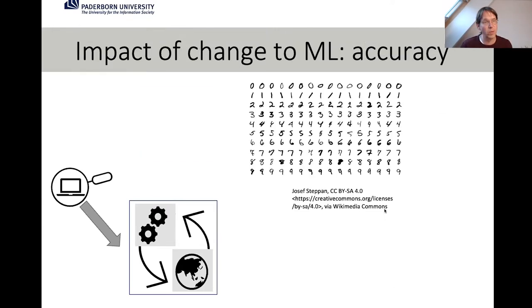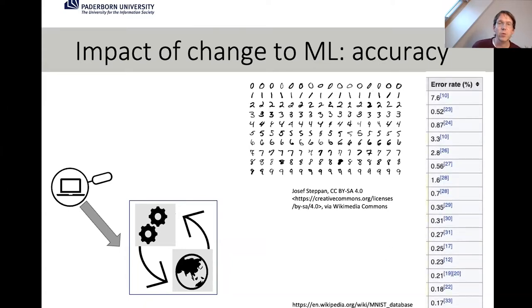Another major change is accuracy. Usually we think of our algorithms as being the problem solution. And here's a typical Hello World example, the MNIST data, where the task is to infer from these small graphics what number is meant. And here on the Wikipedia page are the error rates for different solutions. So it is quite usual that these things are not perfect. They have some errors inside.